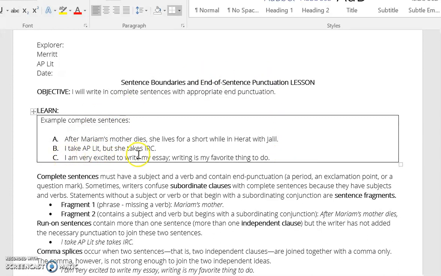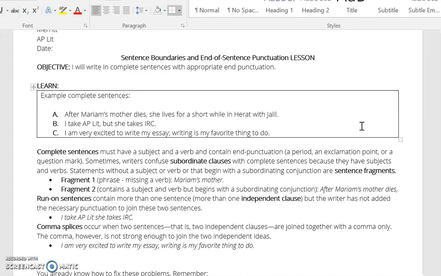C, I am very excited to write my essay, semicolon. Writing is my favorite thing to do. I have 2 independent clauses. There's one here. There's one here, connected with a semicolon. This should sound like review so far. Let's look at what happens whenever we don't punctuate things correctly.